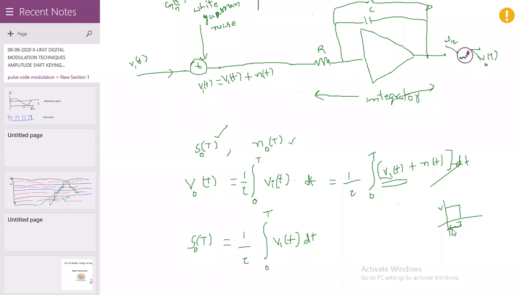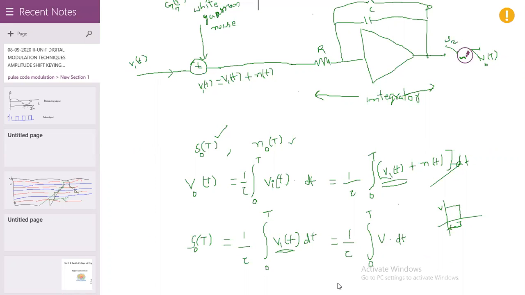Okay, so what is V1 of t? What is the magnitude, that is, the amplitude of V1 of t? That is the data signal, right? The amplitude is plus V volts. So here we have 1 by tau, the magnitude of V1 is V, the duration is 0 to T, V into dt.